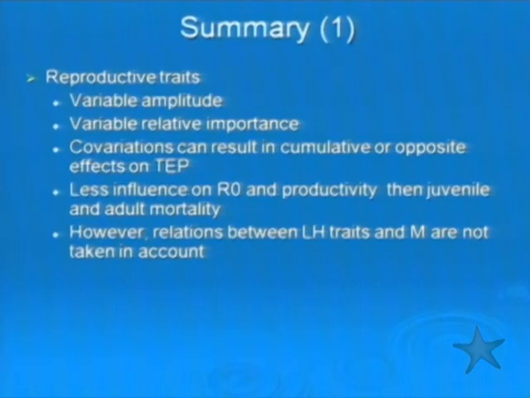To summarize, the reproductive traits are of variable amplitude. Their relative importance over the years is also changing. It's not stable over time. And the covariation between these reproductive characteristics can have cumulative or opposite effects on total egg production, and reproductive traits have less influence on reproductive rate and productivity than juvenile and adult mortality. However, the relations between life history traits and mortality are not taken into account in all of those studies.